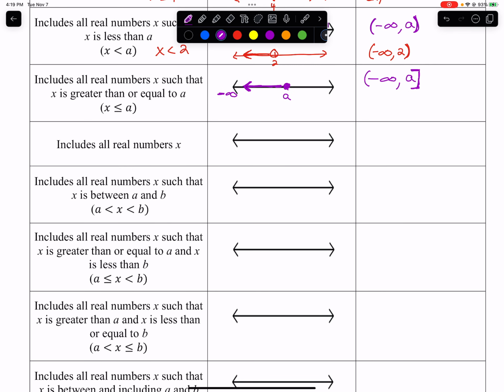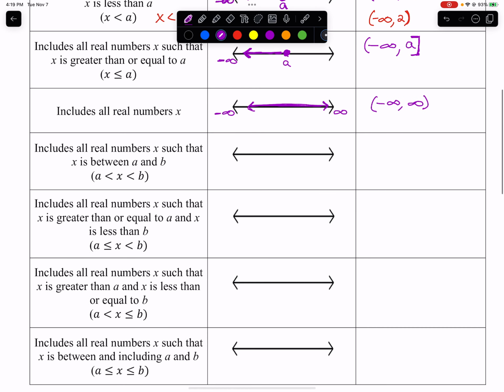This includes all real numbers x. So every single number is just the entire number line. So it would go from all the way left to all the way right. So the number all the way down here is negative infinity, and the number all the way at the top is positive infinity. So in interval notation, my smallest number is negative infinity. My largest number is positive infinity. You could never include infinity, so it's always the soft brackets.